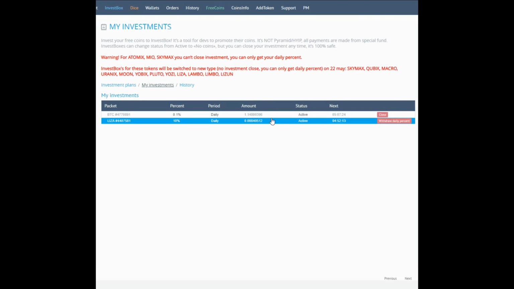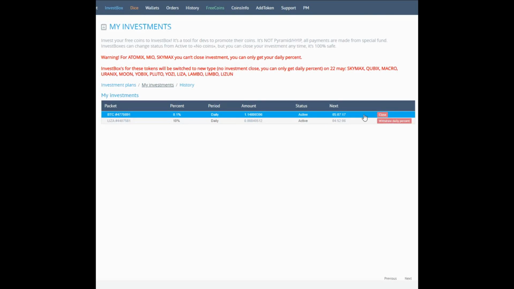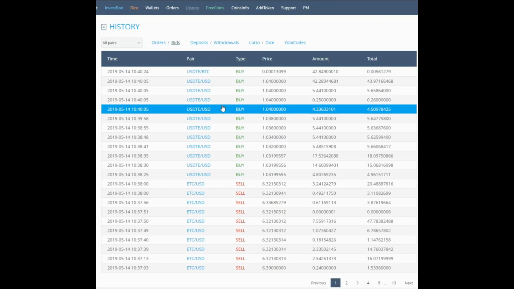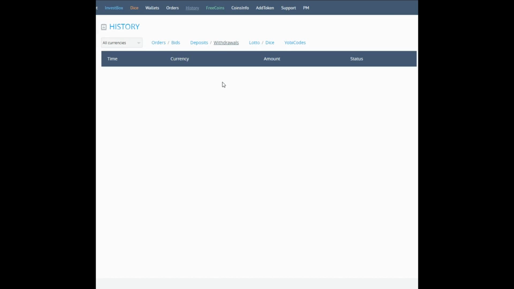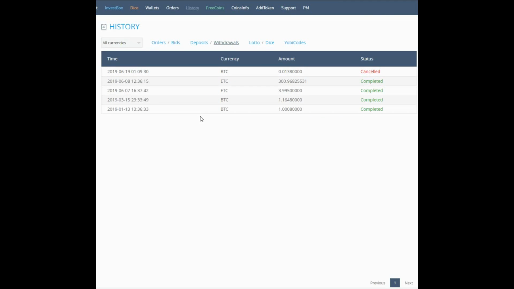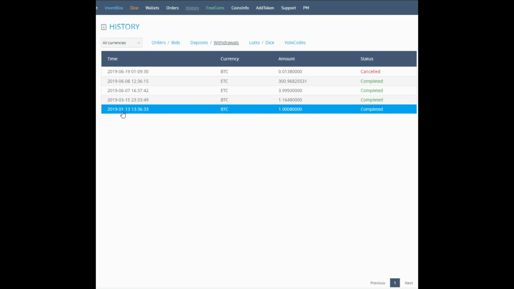I have invested 1 Bitcoin and I am getting 0.1% daily for my investment. As you can see, I can close my investments at any time, and then I can withdraw my Bitcoin back to my personal wallet. And I have done this at least, I think, 2 times, but you know what, let's go to the history and check how many times I have. Let's go to withdrawals and see my withdrawals so you guys can see live, because I cannot remember. Okay, so withdrawals, go. It's a little bit slow. Okay, you can see here, yes, 2 times I have withdrawn my Bitcoin, on the 13th of January.